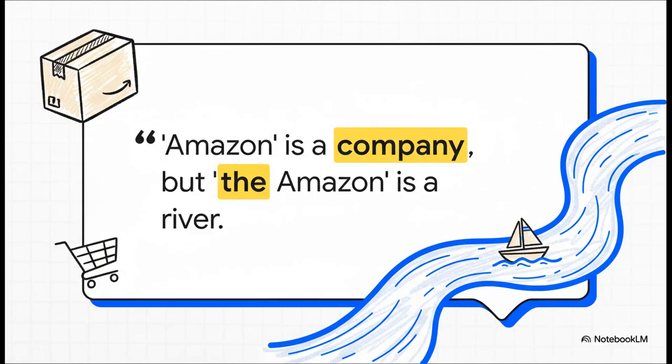I love this because it just nails the most important point. The very same word can follow different rules depending on what you mean. "I ordered from Amazon" is perfect. It's a company name. "I sailed on the Amazon" is also perfect because it's a river. So it's not the word itself, but the context that tells you what to do.